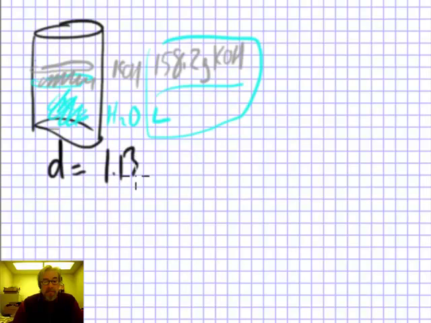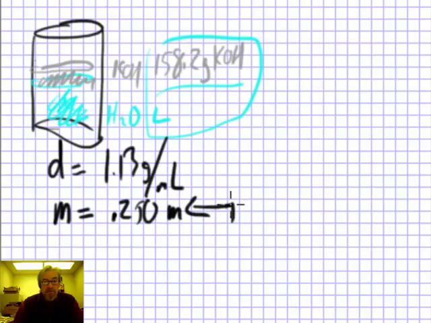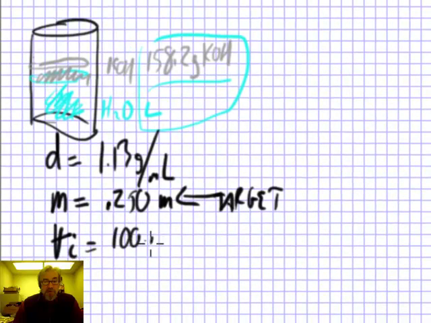Other facts. We know the density, 1.13 grams for every milliliter. We know the molality that we want our solution to end up with. So this is a target number, 0.250 molal. That's what we're shooting for. And we know that we're starting with, initially, a volume of 100 milliliters of this solution.